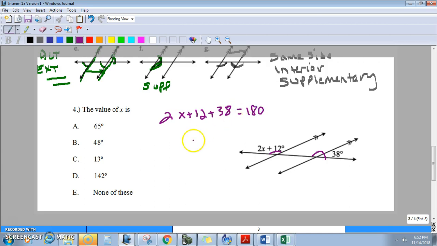I'll go ahead and solve this for you. We have time on this video. 2x plus 38 plus 12 is 50, equals 180. Subtract 50 from both sides. I get 2x equals 130. Divide by 2. And I get x equals, well, half of 100 is 50, and half of 30 is 15, so 65.